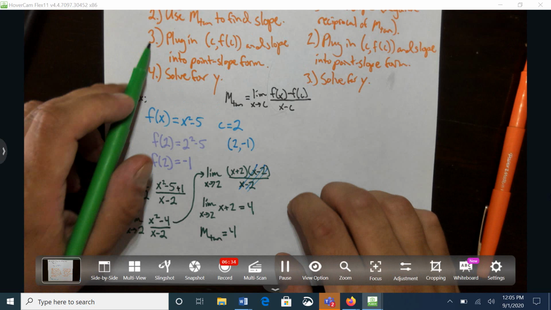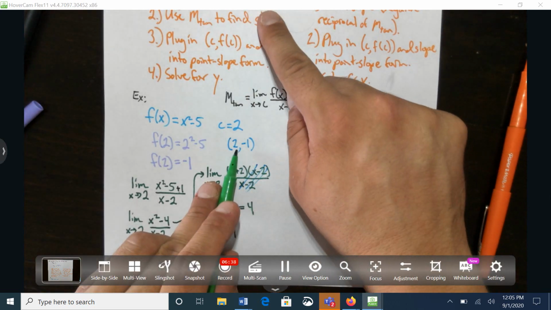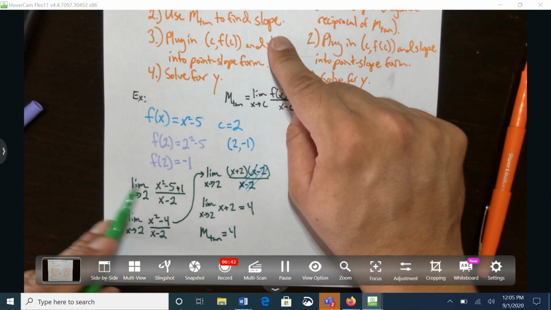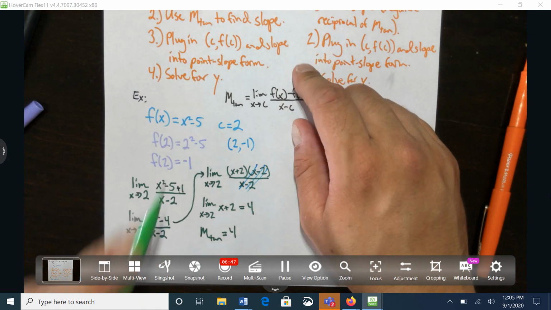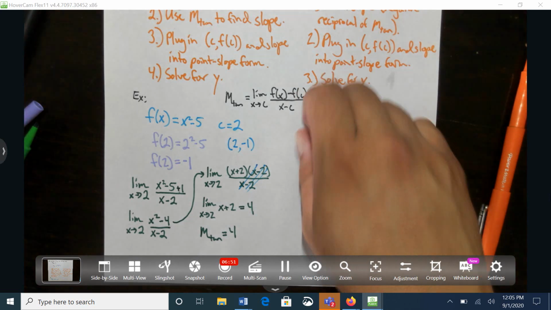So notice our step 1, plug in c to find f of c. We did that in purple. To use m tan to find the slope, we just did that in green. And now we're going to plug in the c, f of c into the point slope form. So I'm going to go to orange now.